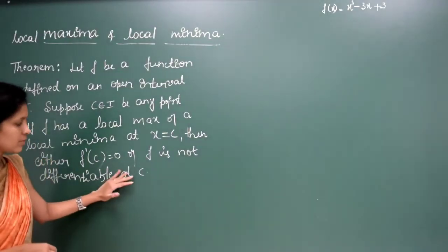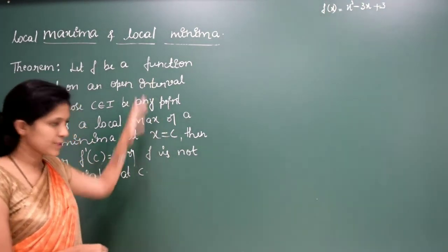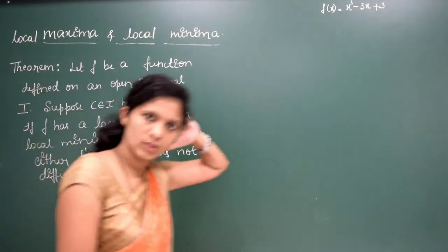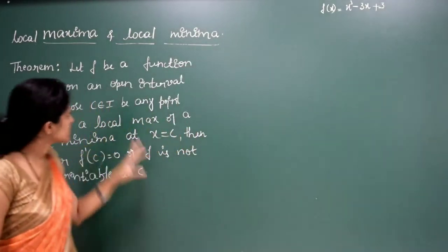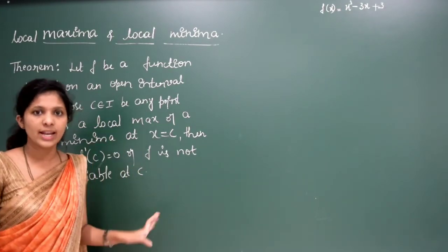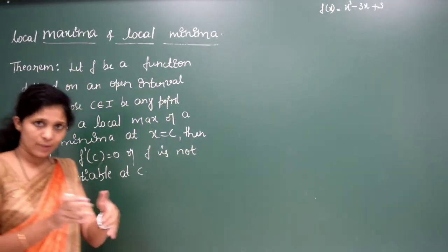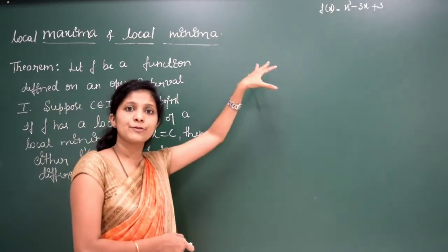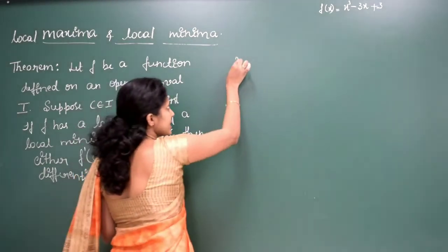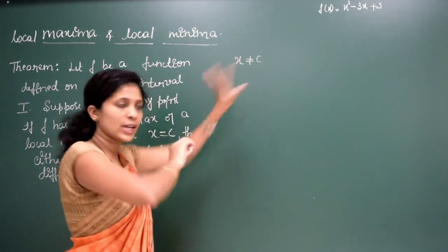See this theorem, only the statement is given, proof is not there and it is not important also. Just understand this one. You might have observed that while writing the definition for the local maxima and local minima, I represented that x cannot be equal to c, right? X cannot be equal to c.